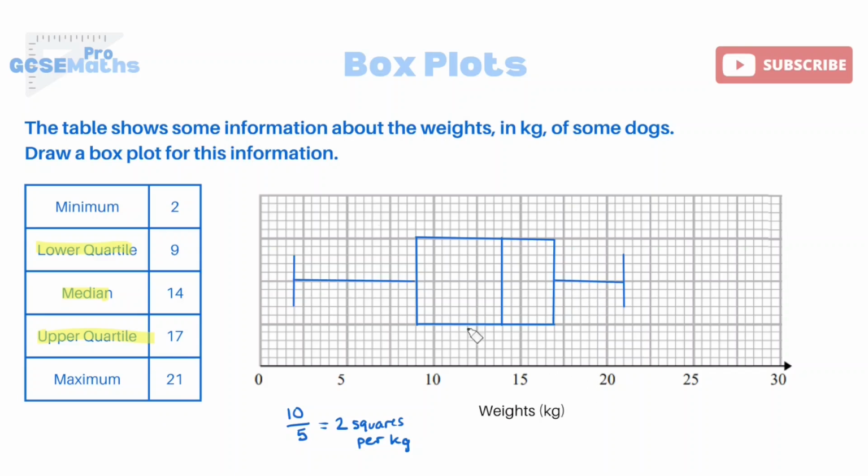So you should have this central box, which is made up of the 3 most important pieces of information, which are always the lower quartile, median and upper quartile. And then these 2 other bits that look a little bit like whiskers stick out on the ends for the minimum size and the maximum. That is literally it. As long as you've got these 5 pieces of information, whatever the context is, you just draw those vertical lines and then join it up in this format. And then you've drawn a box plot. That is the answer to this question.